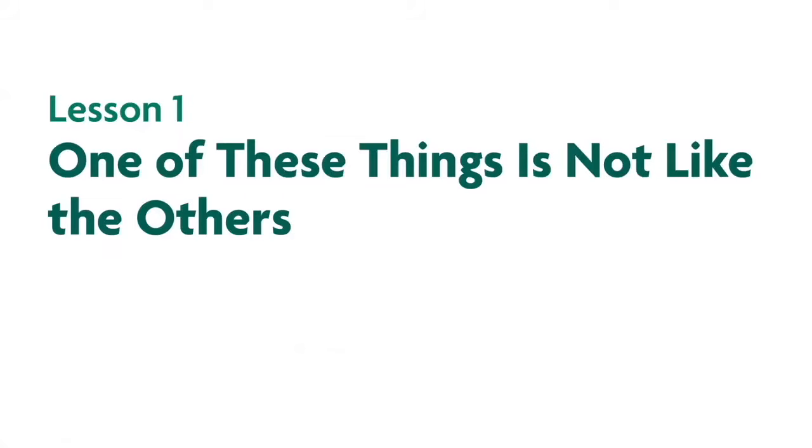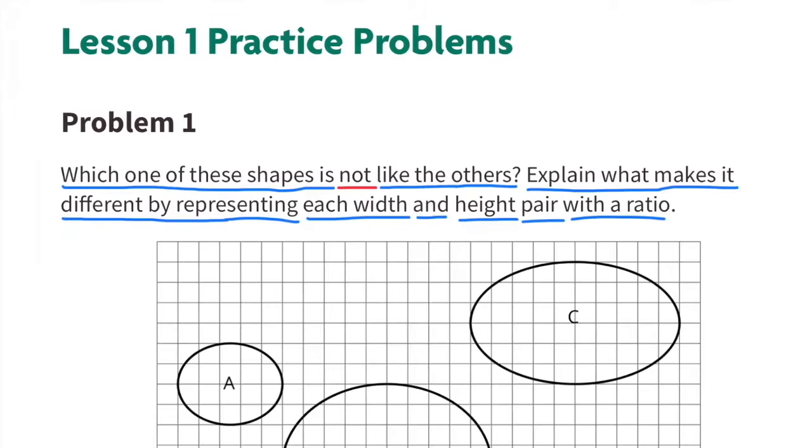7th grade, Unit 2, Lesson 1. One of these things is not like the others. Number 1. Which of these shapes is not like the others? Explain what makes it different by representing each width and height pair with a ratio.